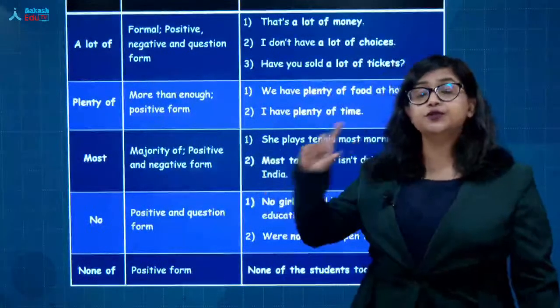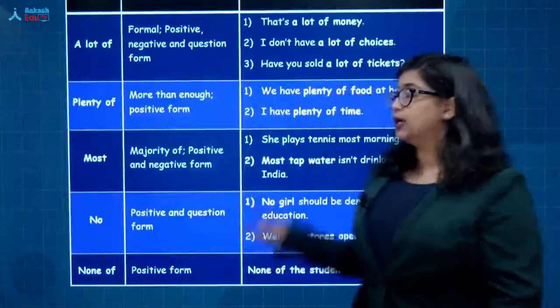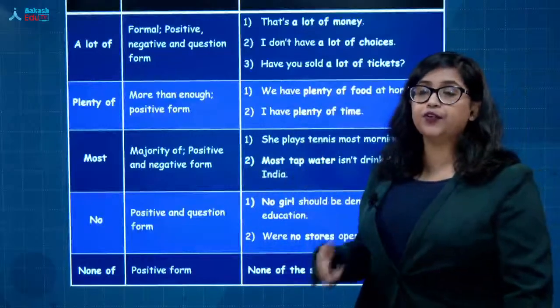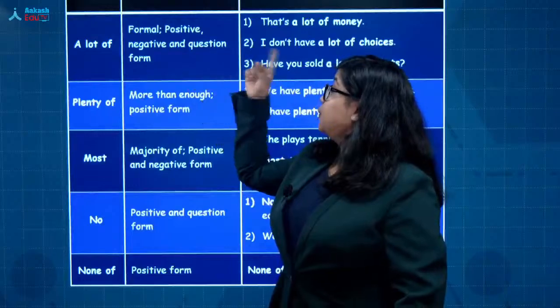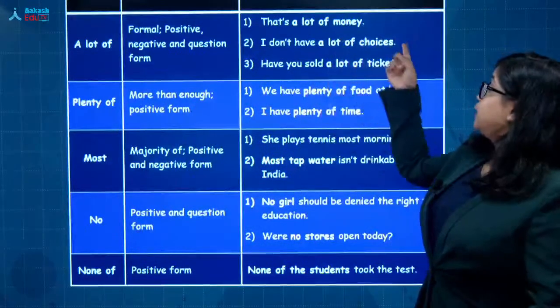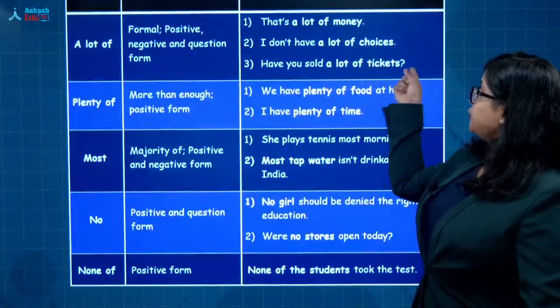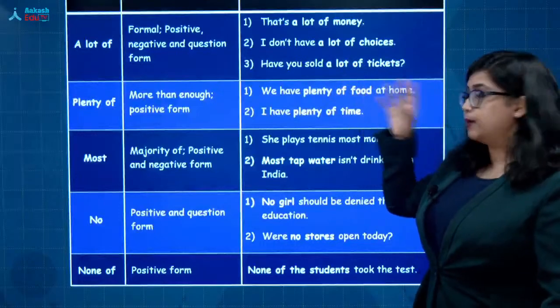So lots of is used informally, a lot of is used formally. A lot of is used with positive, negative and question form, all three forms. So the first one, that's a lot of money. I don't have a lot of choices. Have you sold a lot of tickets? Okay, so positive, negative and question form.